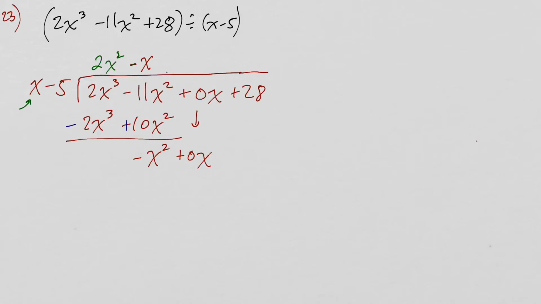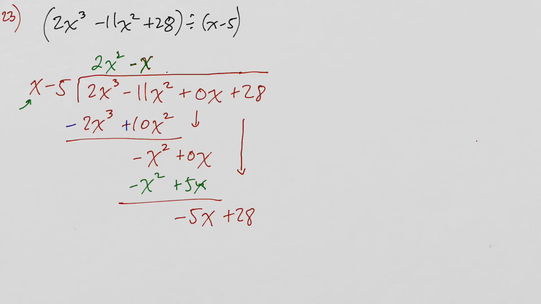Put that in green. And when I multiply, I get negative x times x is negative x squared plus 5x. So when I subtract, 0 minus 5 is a negative 5x. You could have flipped the sign of the bottom row and added, it would have been the same thing. So now I have a plus 28.